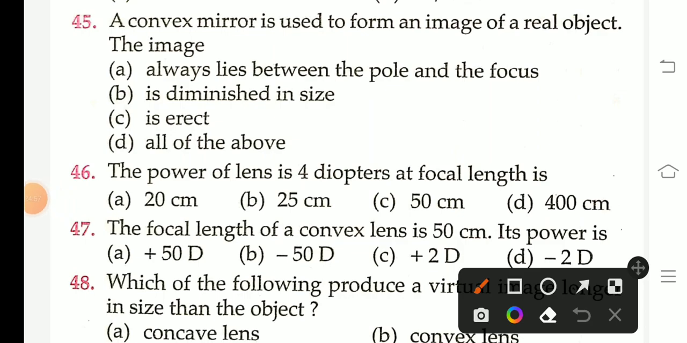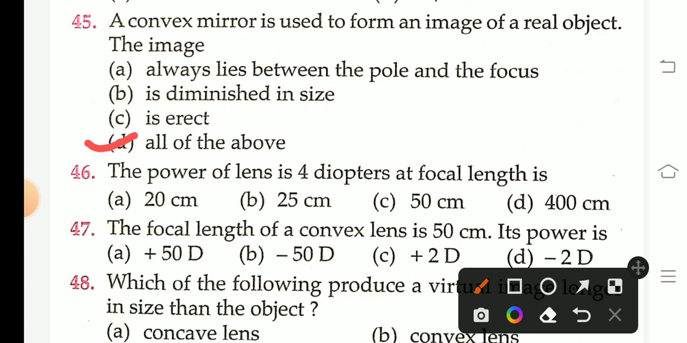Next, a convex mirror is used to form an image of a real object. The image... right answer option D, all of the above. A means always lies between the pole and the focus, B is diminished in size, C is erect.